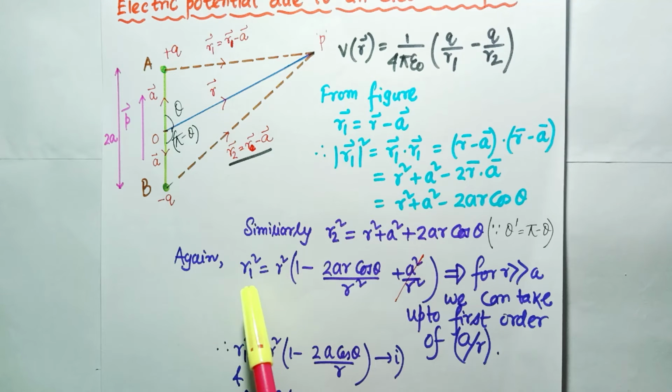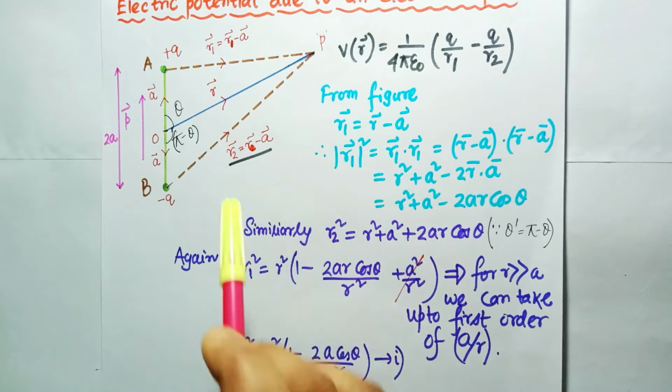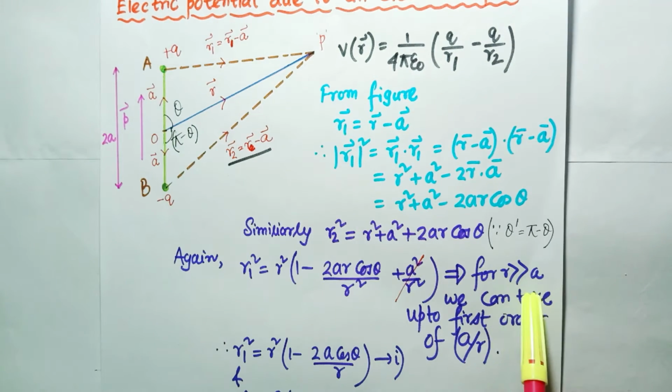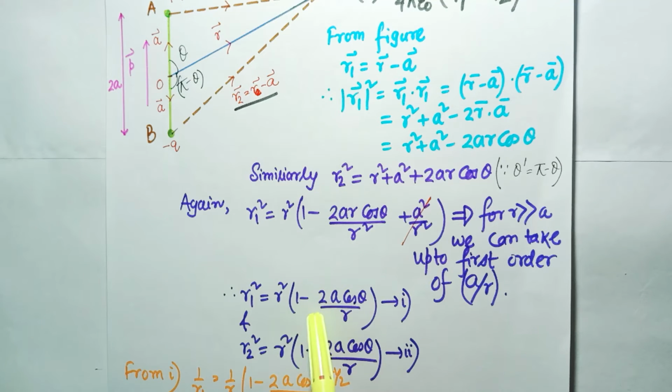So again r1 square is equal to r square, if I take r square common, times 1 minus twice a cosine theta by r plus a square by r square. This term we can neglect because we choose that the point P is far away from the center of the dipole. It means r is very much greater than a. So we can take up to first order of a by r. So r1 square is equal to r square times 1 minus twice a cosine theta divided by r. Similarly r2 square is equal to r square times 1 plus twice a cosine theta by r. This is our equation number 1. This is our equation number 2.